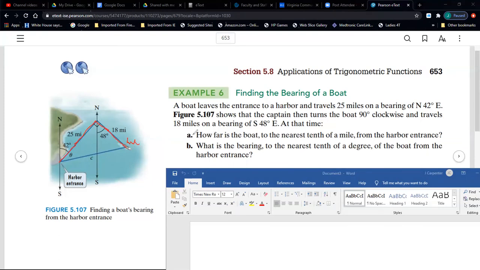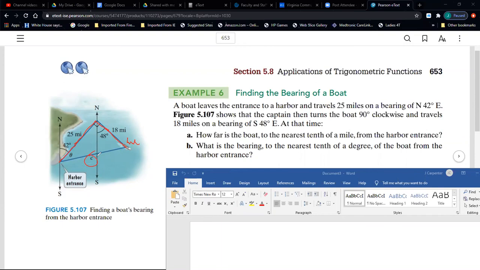First of all, they want to know how far is the boat to the nearest tenth of a mile from the harbor entrance. So the first thing they want to know is, what is C? What is the hypotenuse of that right triangle? It's a good thing our captain made a right turn, because otherwise we wouldn't know how to find this yet. We'll need a later chapter for it, but we will get there eventually.